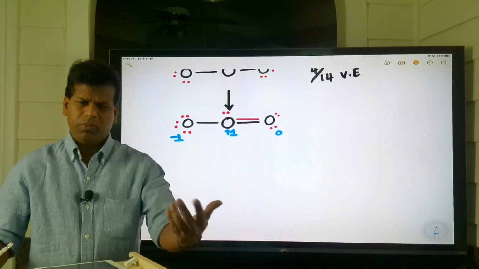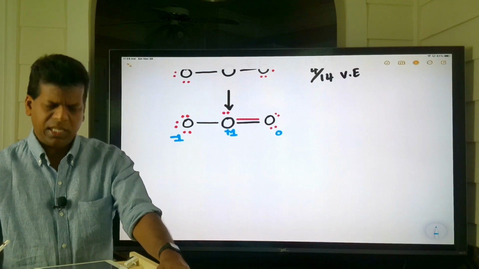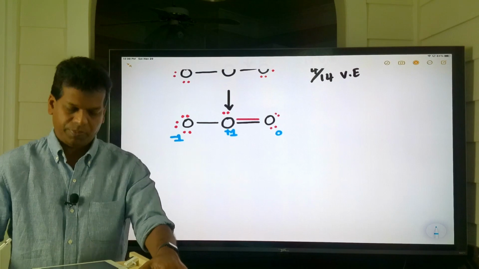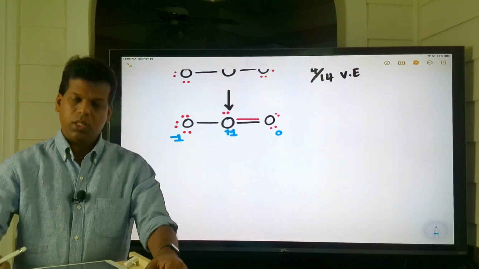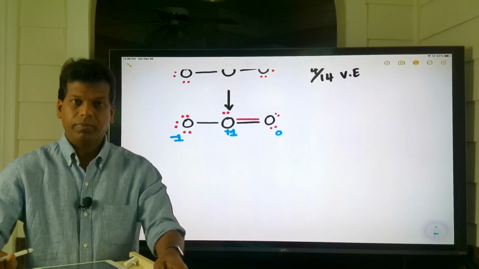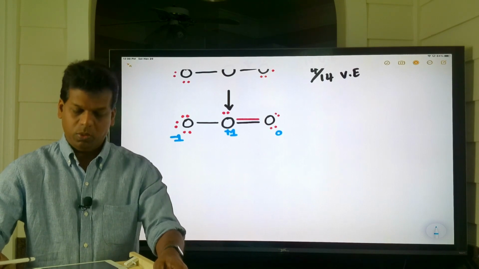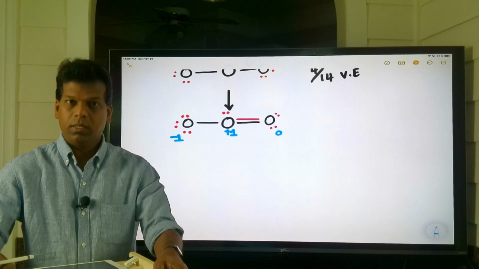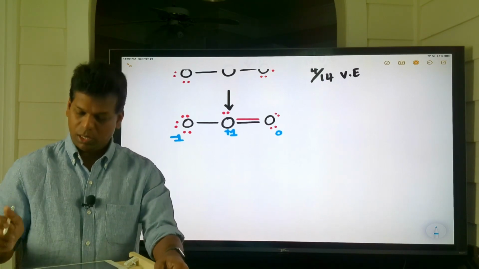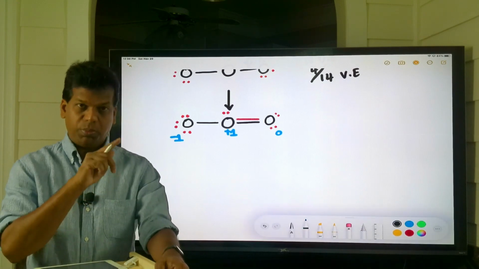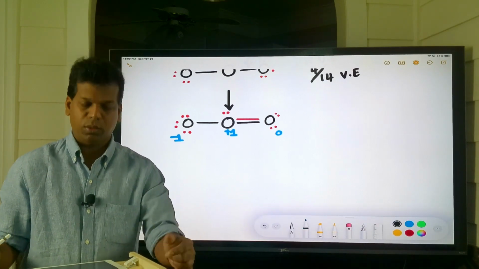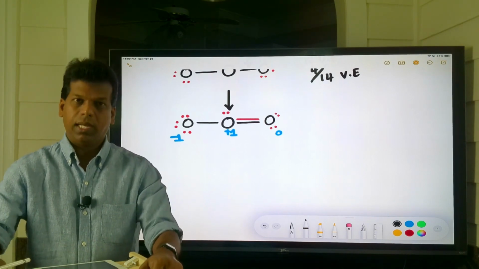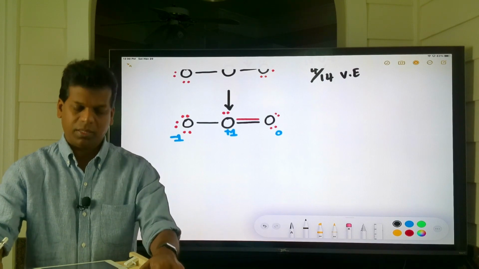So if you remember, in the first video I said, if the central atom has a positive charge, if you can, just try to make it 0. But do you think we can make it 0 in this molecule? The answer is no, because oxygen has 8 electrons in its valence shell in this molecule. So oxygen is in period 2. Oxygen cannot have more than 8 electrons when it is the central atom or terminal atom, doesn't matter.